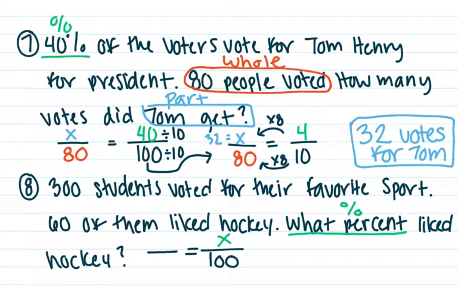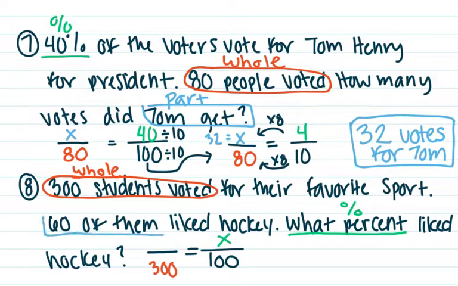It says 300 students voted for their favorite sport. Now, is that all the students who voted or only a part of the students that voted? Well, it says 300 students voted, so I'm assuming that is all of the students. And if we keep reading, it actually says 60 of them like hockey. That is going to be our part, the part of the students that liked hockey. So here is our part. We have 60 on top of 300 there.